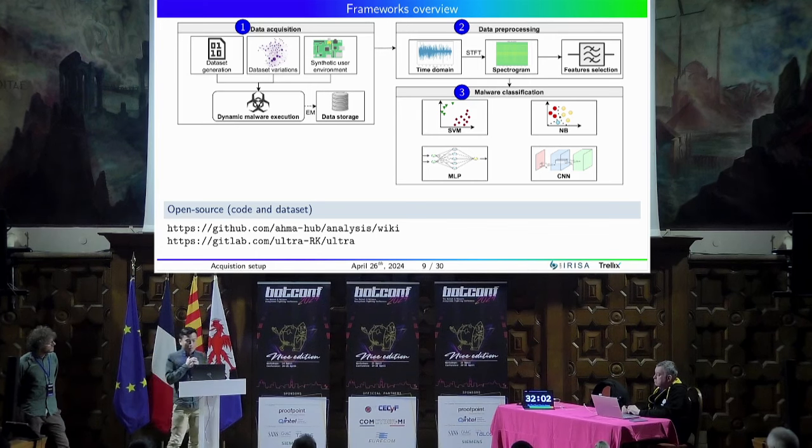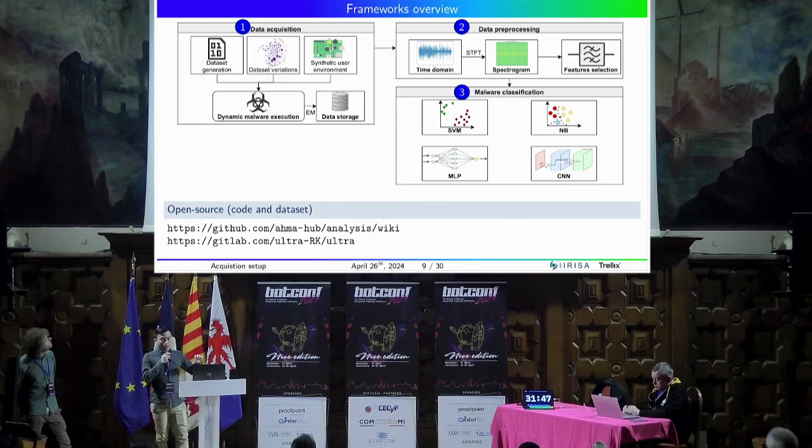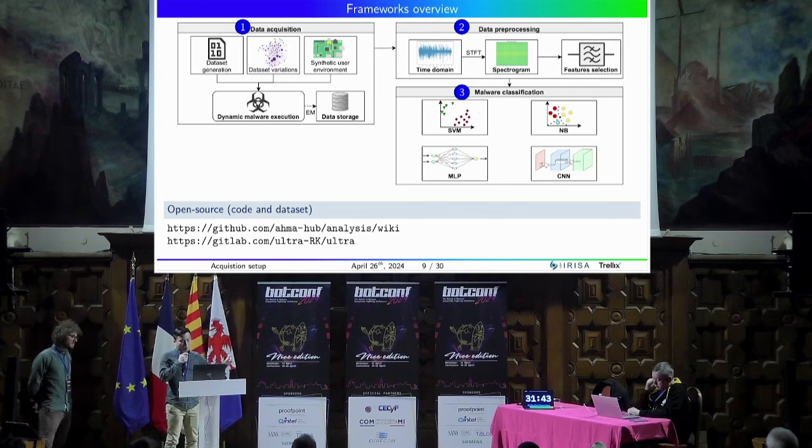So the framework overview can be divided into three phases. The first one is data acquisition. We have a dataset of malware. We also generate variants with obfuscation and packers. We run it in the synthetic user environment on the embedded device. And during the execution, we monitor the electromagnetism from the outside of the device and record it into data storage.